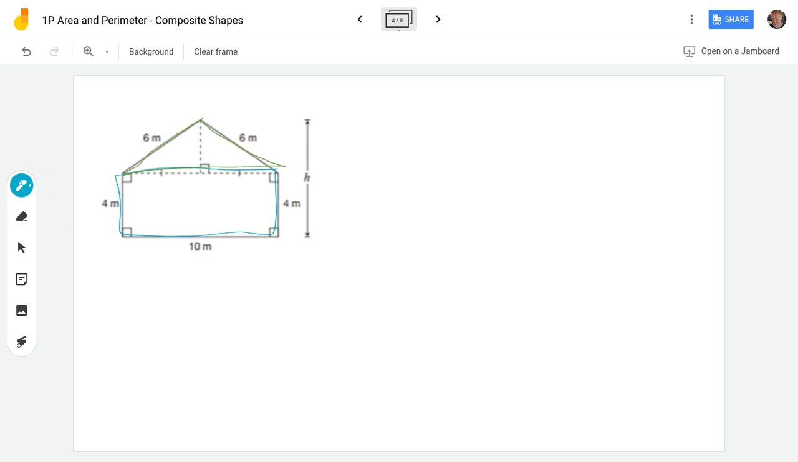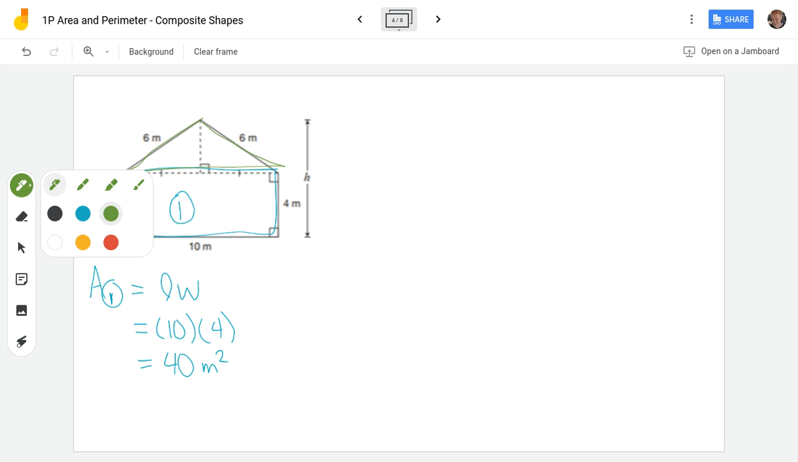So I'm going to start with the rectangle, and I'm going to call this area 1. So I'm going to say area 1 will be length times width, and the length is 10, and the width is 4. So the area is 40 meters squared.